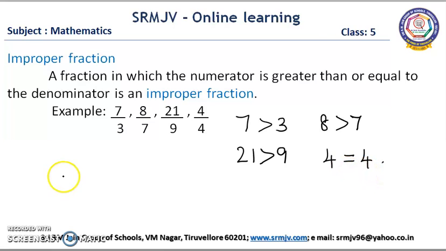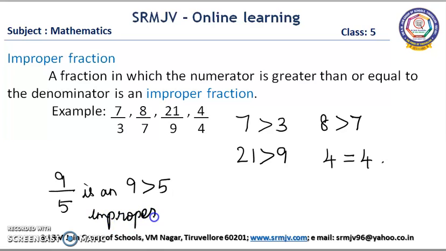Can you understand, children? Let us see one more example. 9/5. Here, the numerator 9 is greater than the denominator 5, isn't it? So 9 by 5 is an improper fraction. Improper fraction. Is it clear?